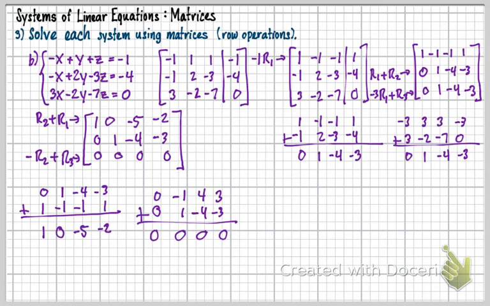Now, hopefully from this process, you realize that we are done with this problem. The reason I say that is because this row of zeros I end up with is going to be 0x plus 0y plus 0z equals 0. So I'm going to end up with 0 equals 0, which tells me that I have an infinite number of solutions, because 0 does equal 0. That's a true statement.